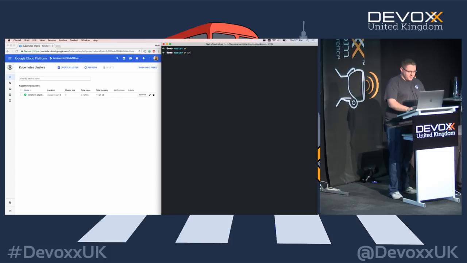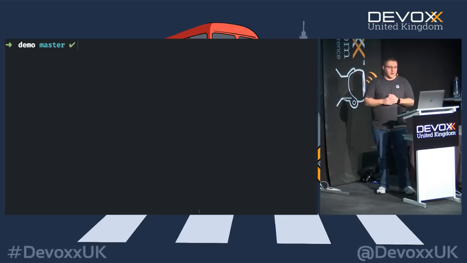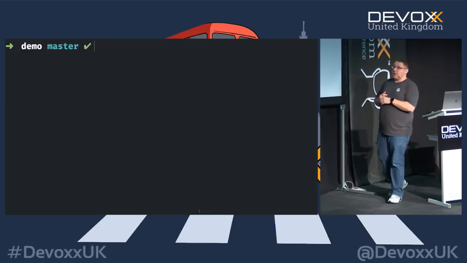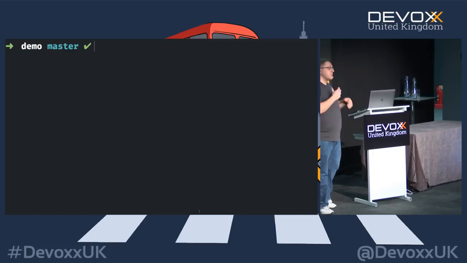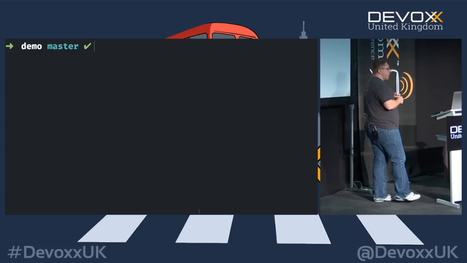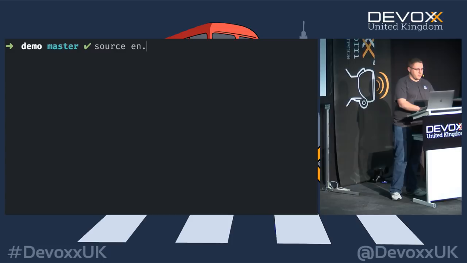All right, so I have this really handy folder named demo. What I've done here, and I tweeted this out last night, is I'm going to show you how you can collaborate on infrastructure as code using GitHub with a tool called Atlantis, which is an open source tool. But first, I'm going to show you just a little bit of Terraform. So what I have here is I'm going to source my little env.